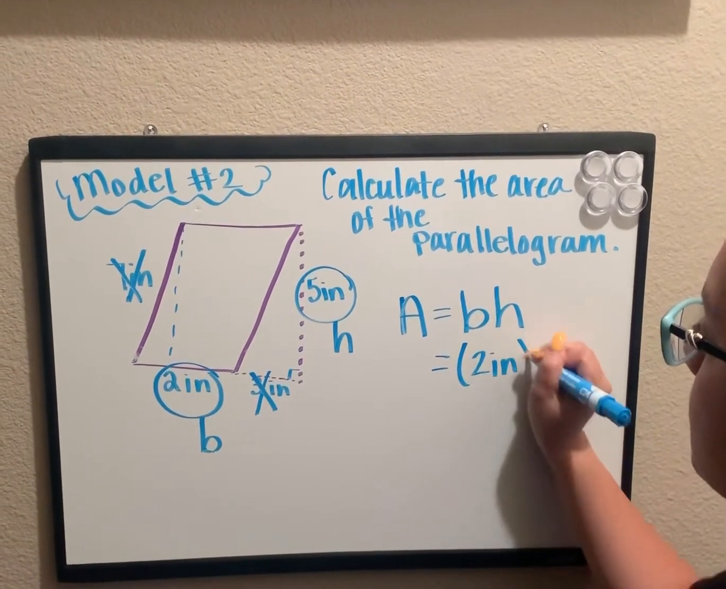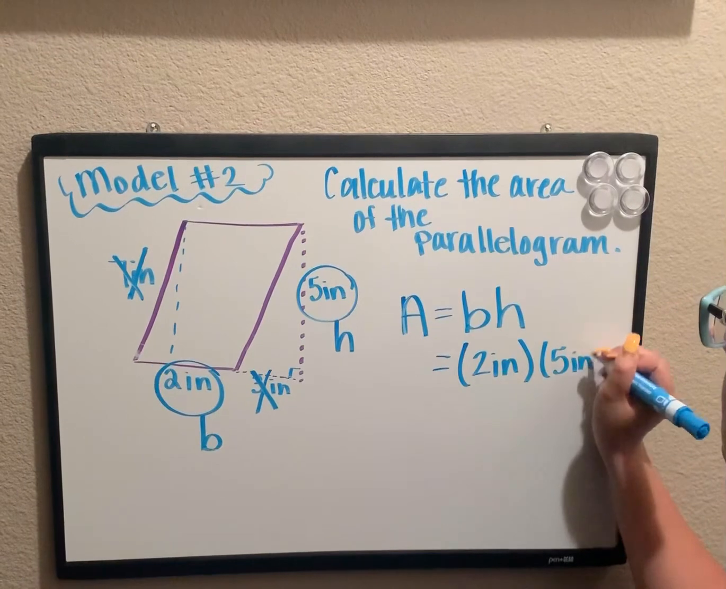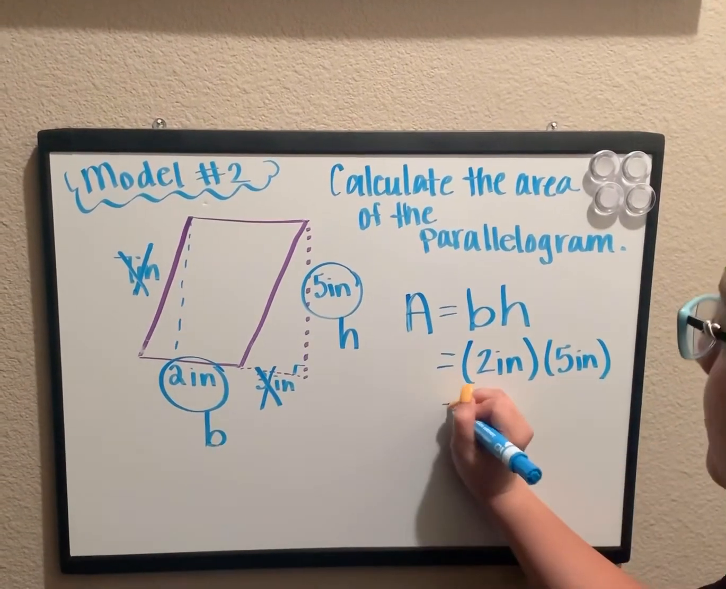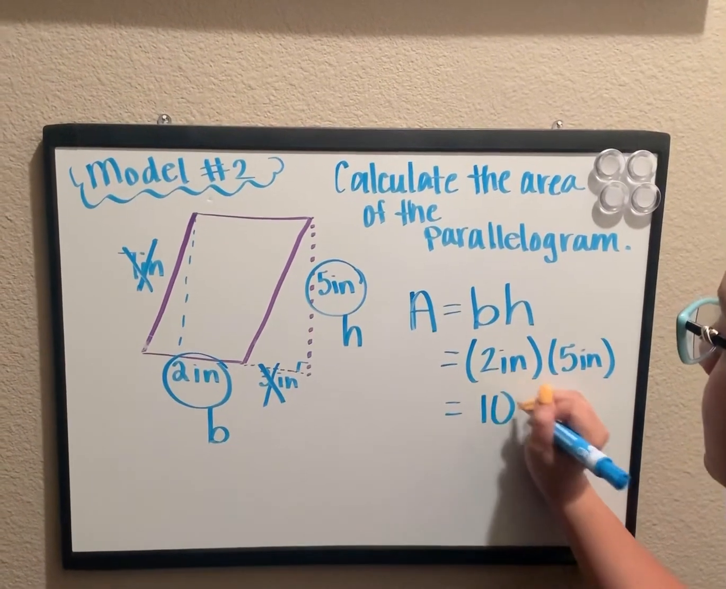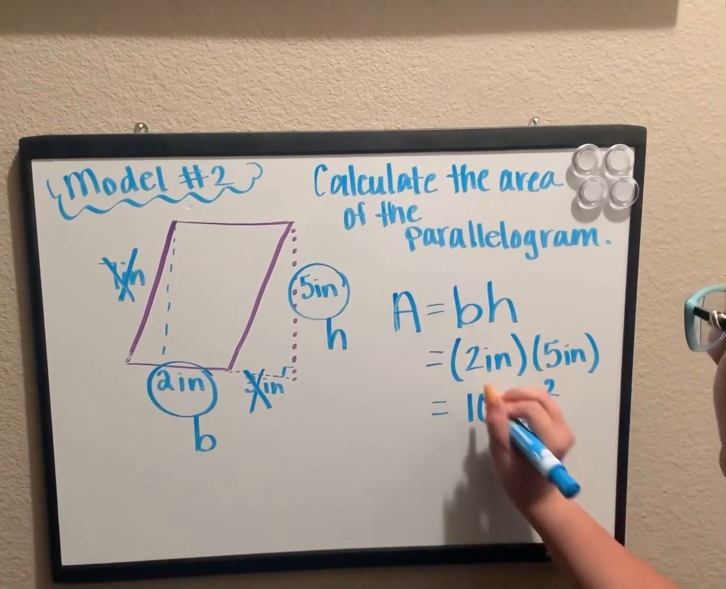2 inches, the height was 5 inches. And now I need to just calculate appropriately. So 2 times 5 is 10 inches squared.